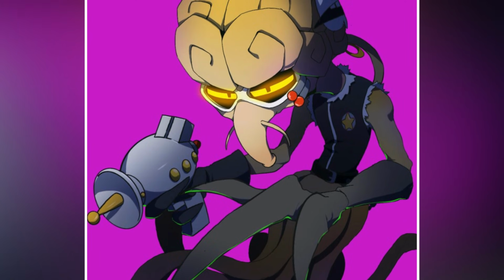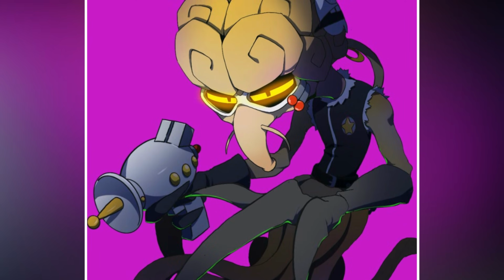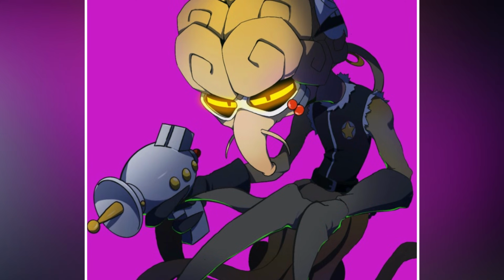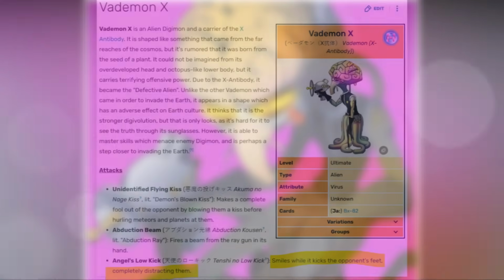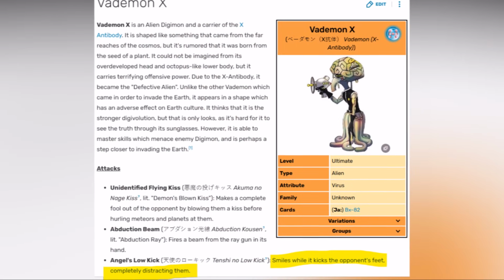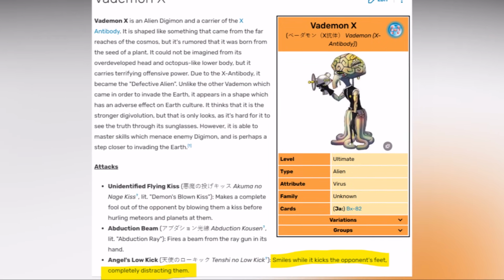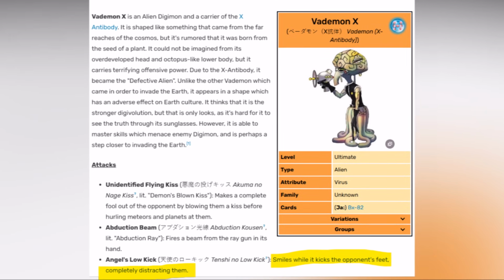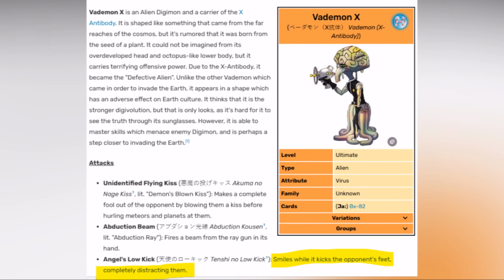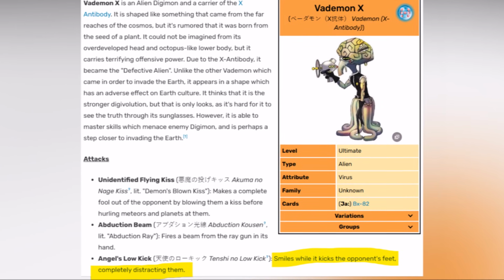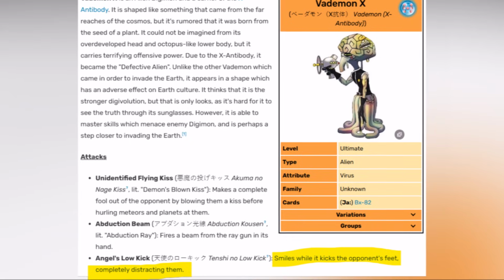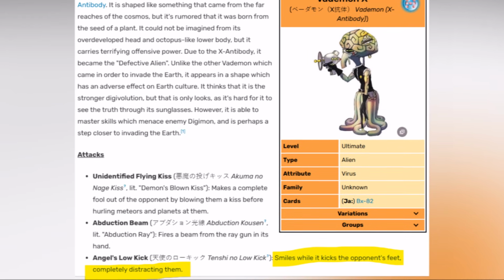Now, sure, Vademon X is maybe weaker than Vademon, however it now became able to master skills which menace enemy Digimon, like using its Angel's Low Kick, where it smiles while it kicks the opponent's feet, completely distracting them. Is that really going to make it a step closer to invading the Earth? Only the Digimon developers can tell.